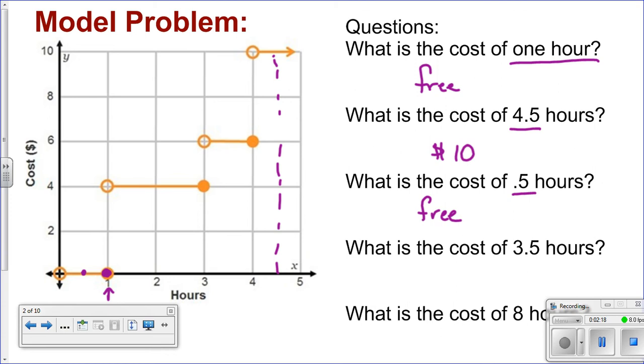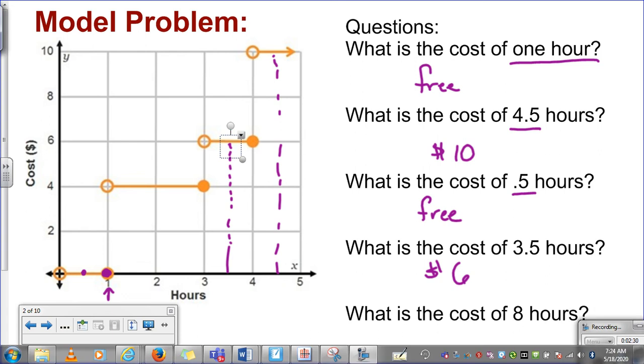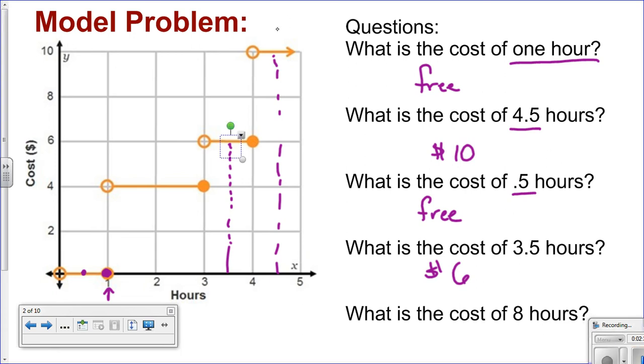What is the cost of 3.5 hours? Well, let's see. 3.5 would be here. If I go up to there, it looks like $6. And the cost of 8 hours. Well, if we look, 8 hours is not going to be on our graph. However, I do notice that this has an arrow on it right here, meaning that we cap at $10. They're not going to charge you anything more than $10. So for anything actually greater than 4 hours is going to cost you $10. So this is a flat rate of $10.